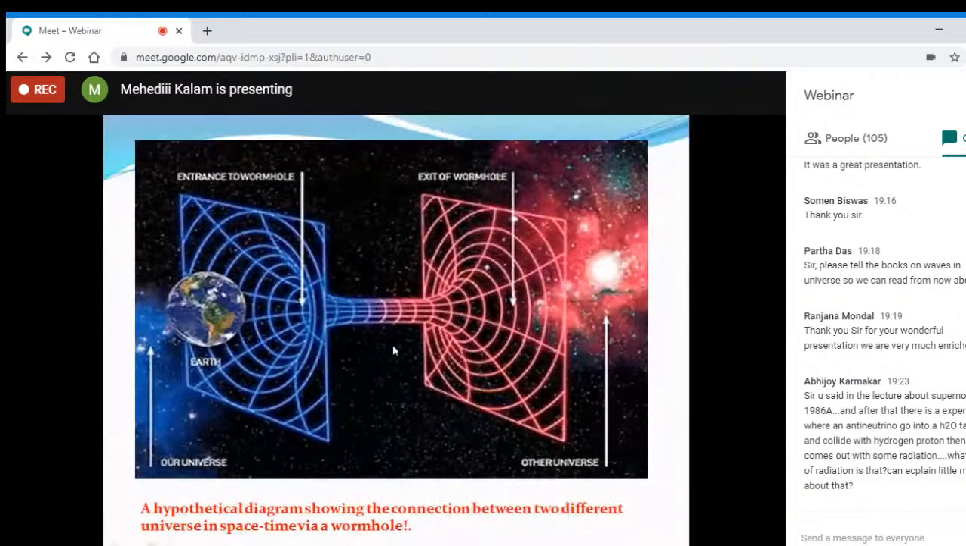So this is another picture of interstellar travel. This is Earth, and this is another galaxy.